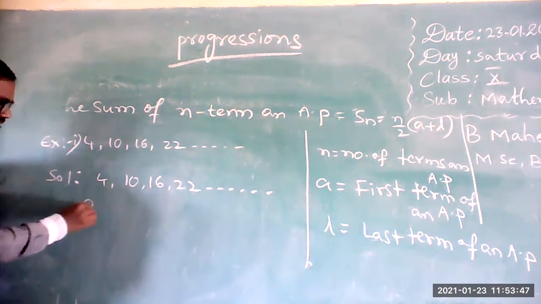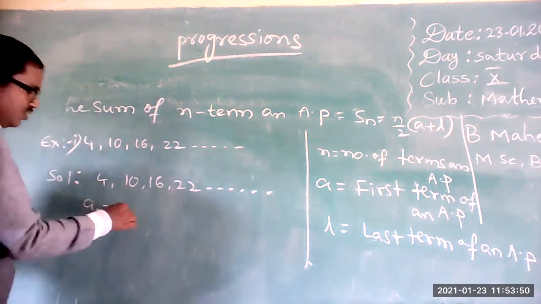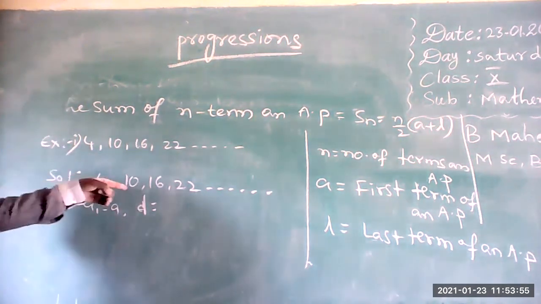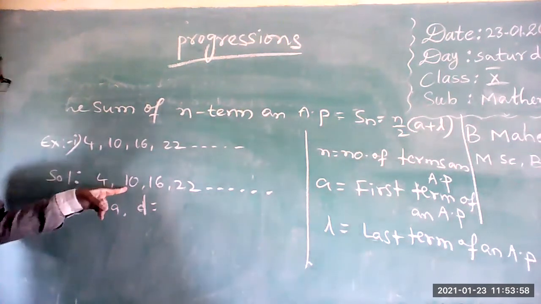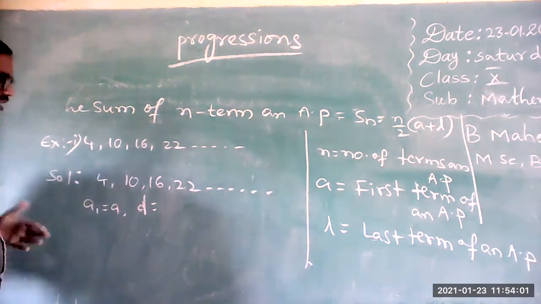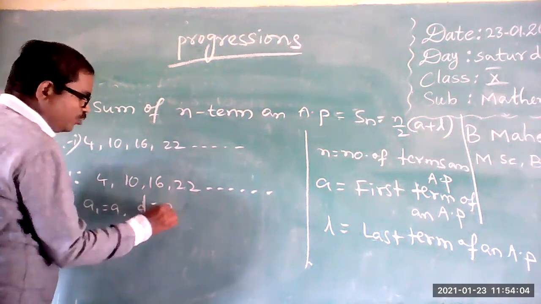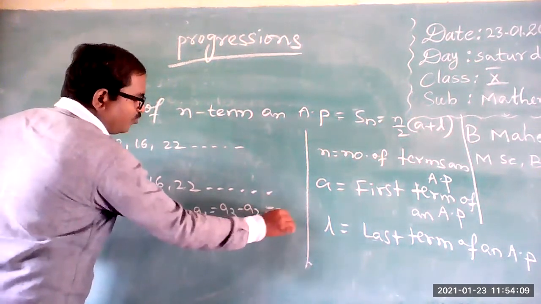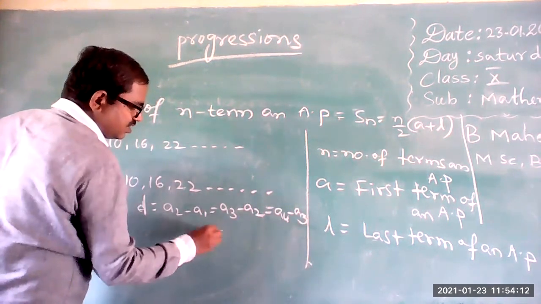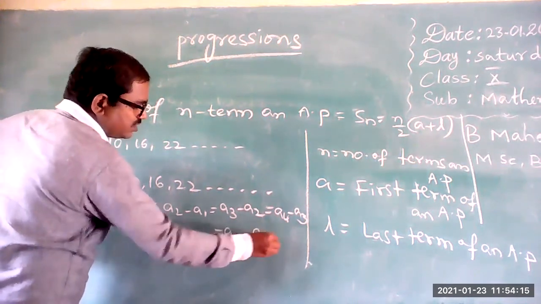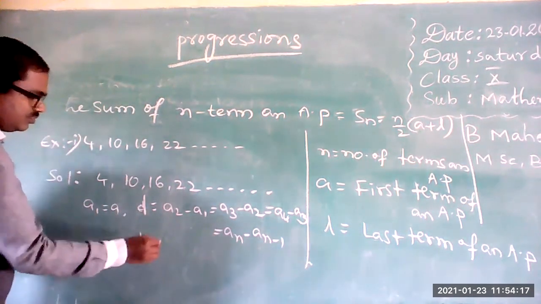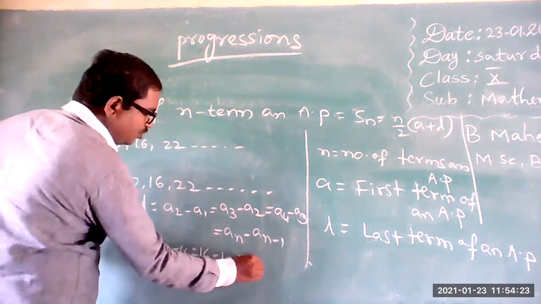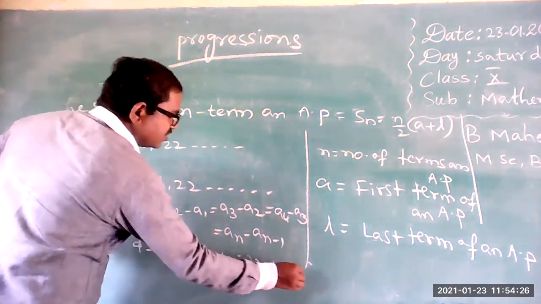So here the first term A1 is equal to A. D is equal to the common difference. Common difference means the difference between two successive terms in a given series is the same. Then that series is an AP. So D is equal to A2 minus A1, A3 minus A2, A4 minus A3, up to AN minus 1.